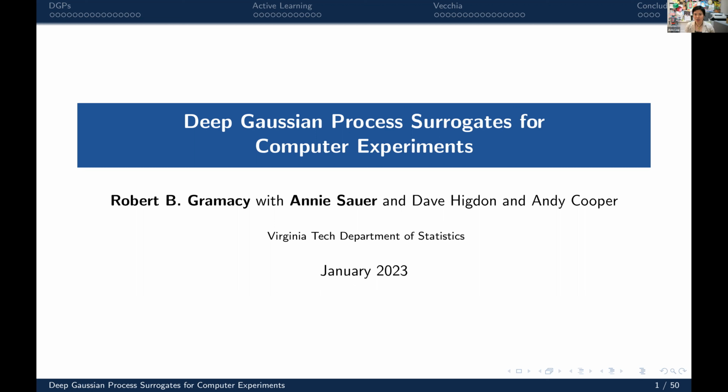And I should also mention that he recently published a textbook that's highly recommended, and it's quite a gem. It's called Surrogates, Gaussian Process Modeling, Design and Optimization for the Applied Sciences. And today, Bobby will talk about deep Gaussian process surrogates for computer experiments. So Bobby, please take it from here.